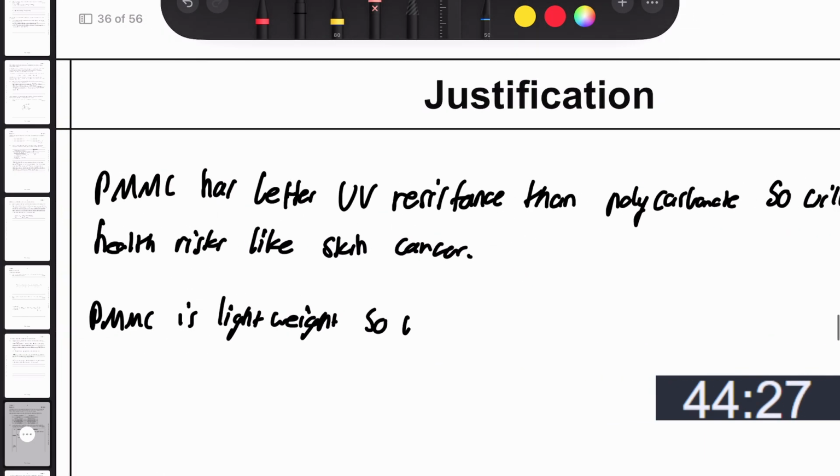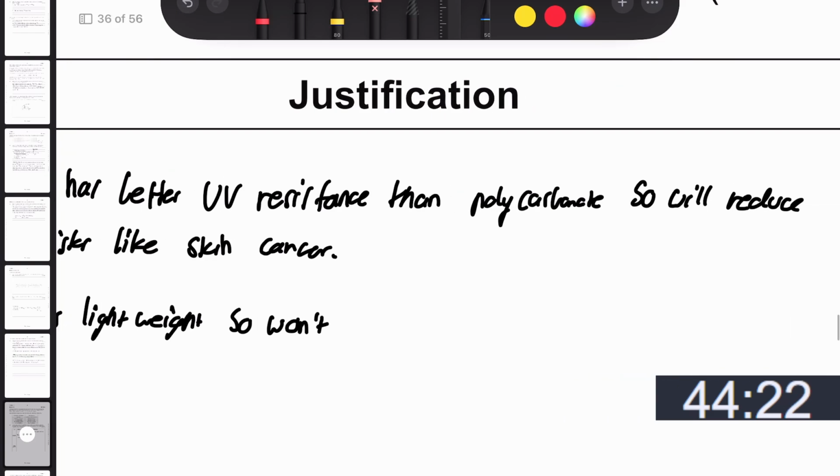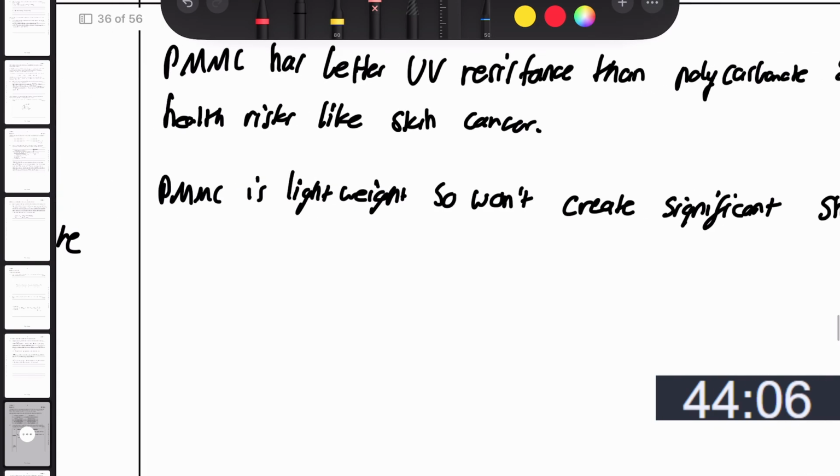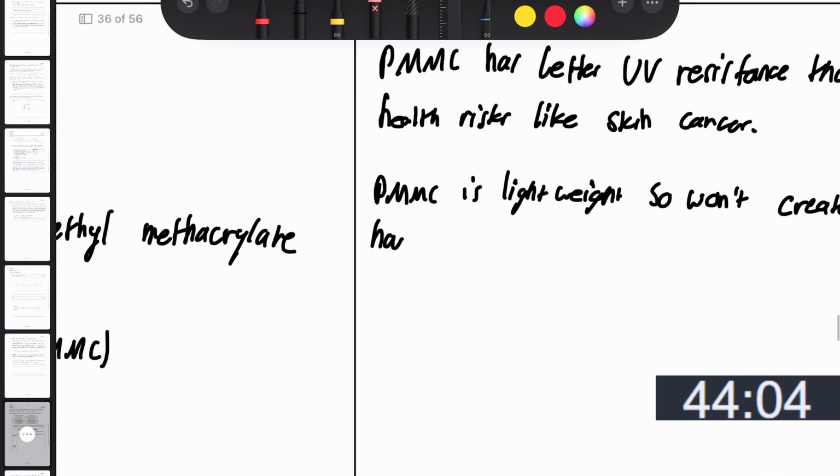So it won't create significant structural stress on the house or car the skylight is in.